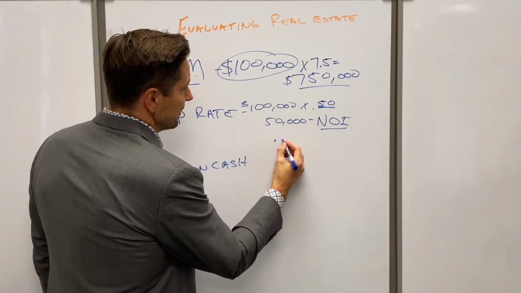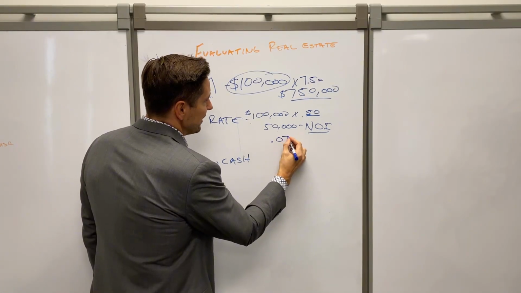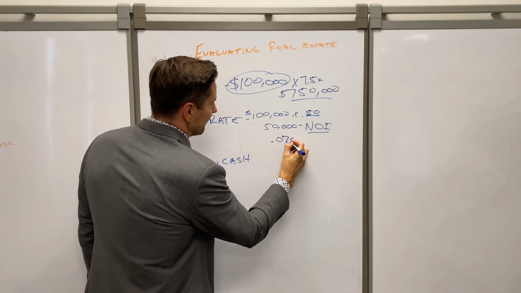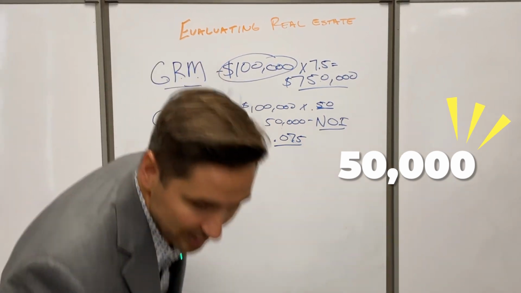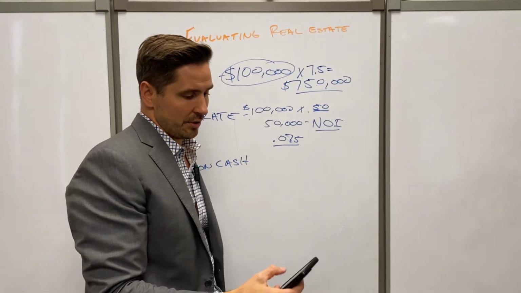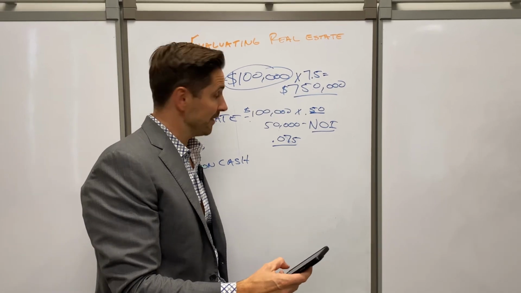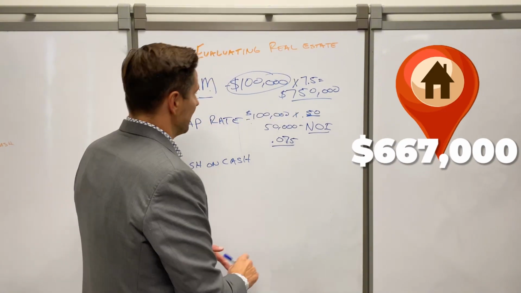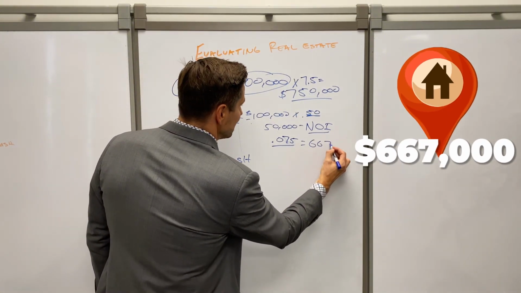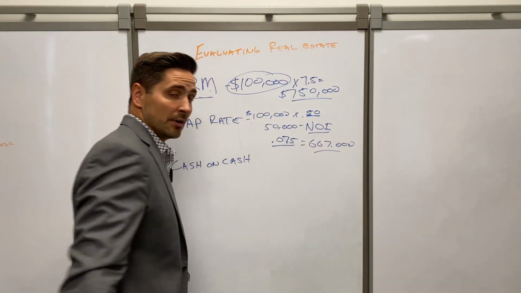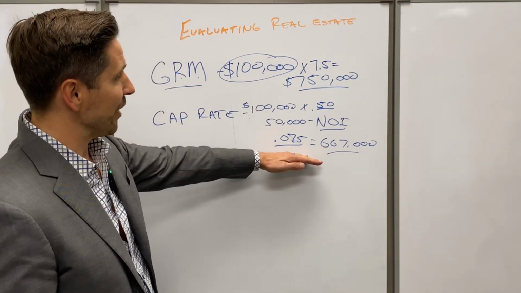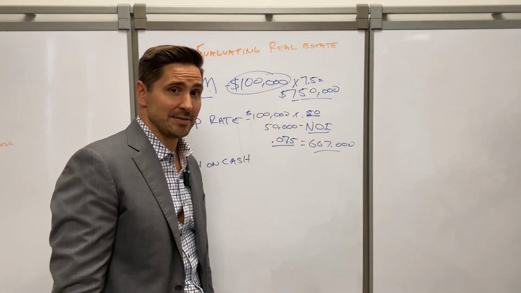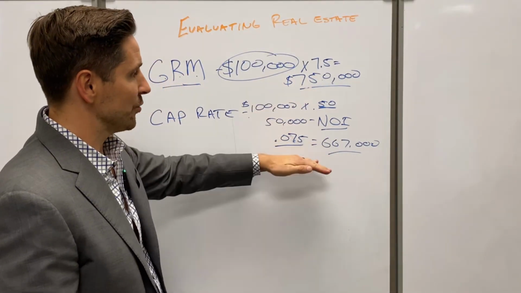So you take this and you divide this by 0.075, okay? Now if I divide 50,000, I'll do some quick calculations here. 50,000 divided by 0.075, that's going to make this property worth $667,000, okay? So you can see the cap rate gives a different price than the GRM because it took into account expenses, all right? So there's different ways to evaluate that.